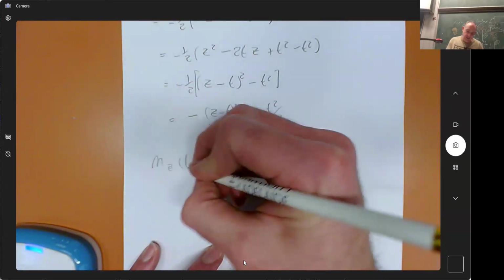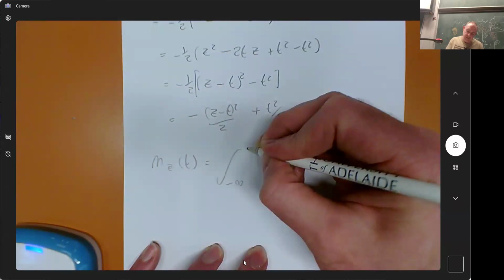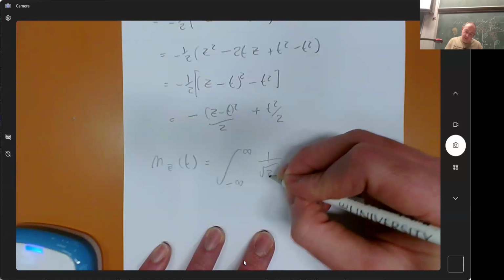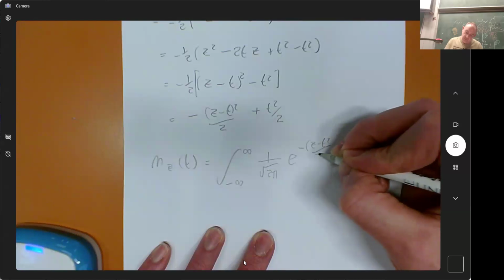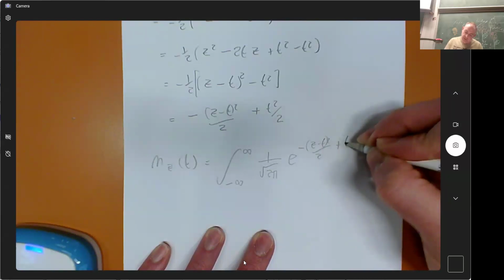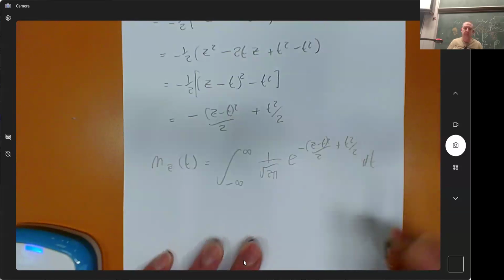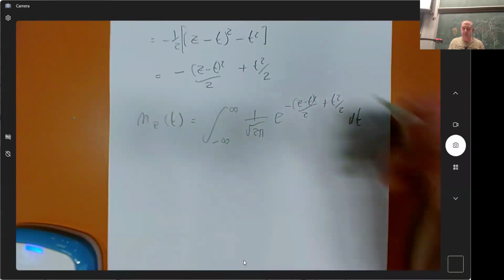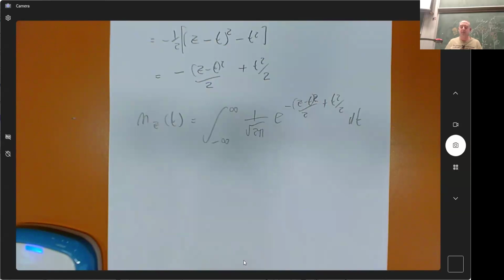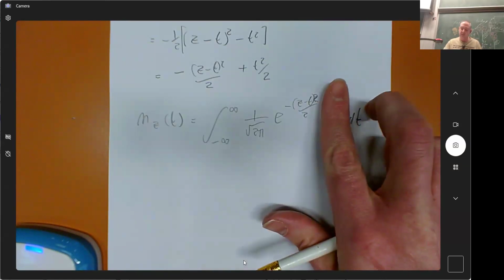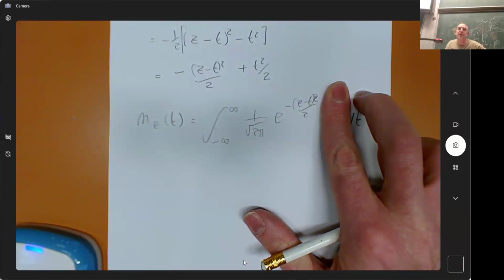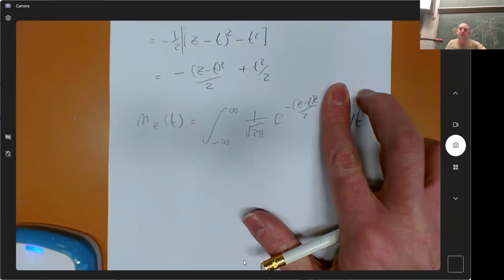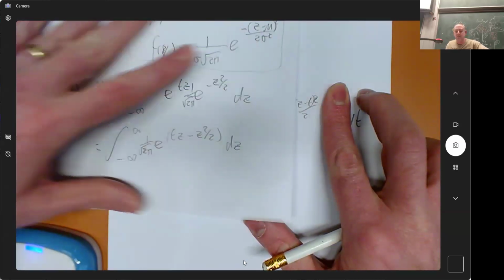So my m(t) is now the integral from minus infinity to infinity of 1 on root 2 pi of e to the minus z minus t squared on 2, plus t squared on 2. I'm so happy about this because without this bit here, that is the PDF of a normal distribution with mean t and standard deviation 1. See, the t is in the spot where the mu goes.